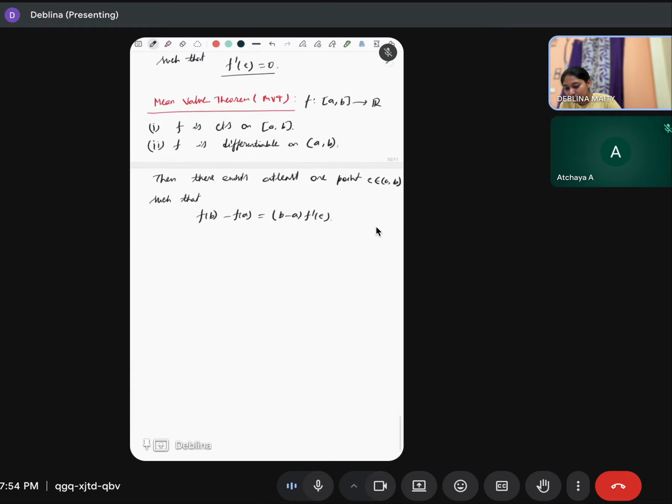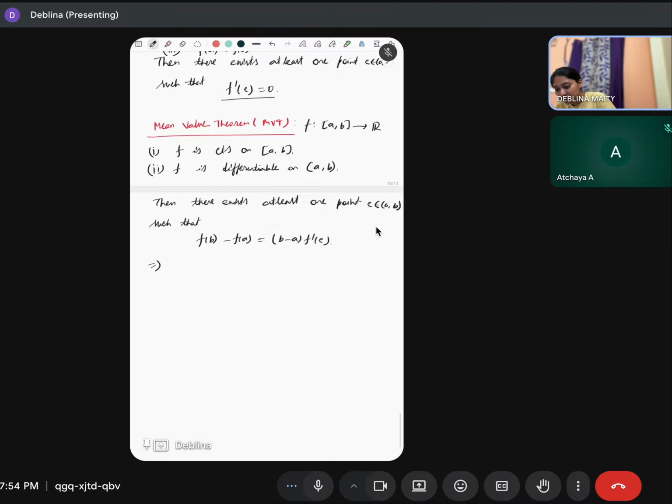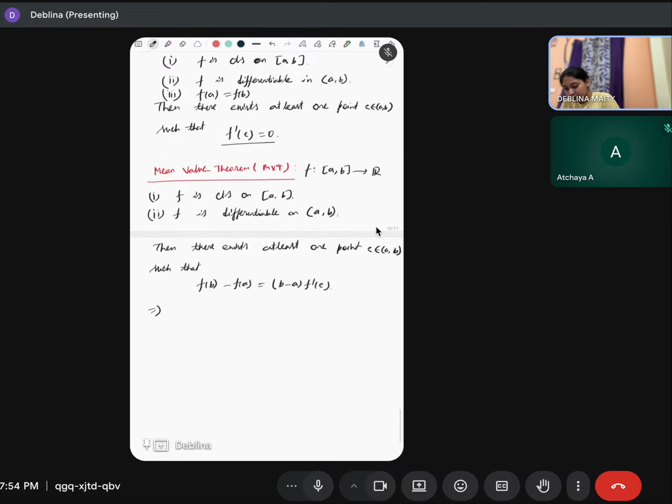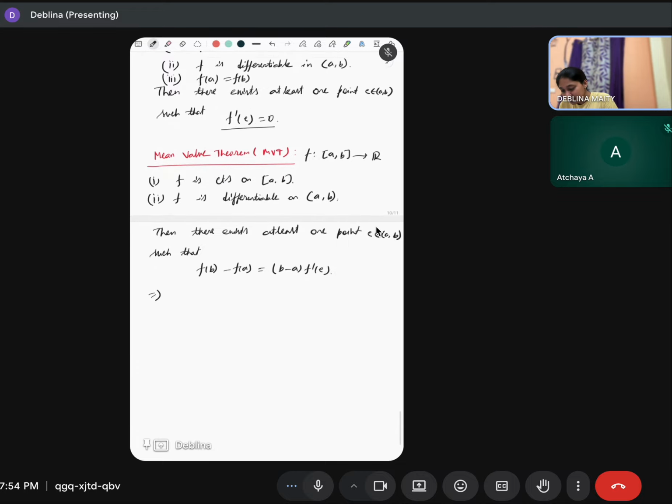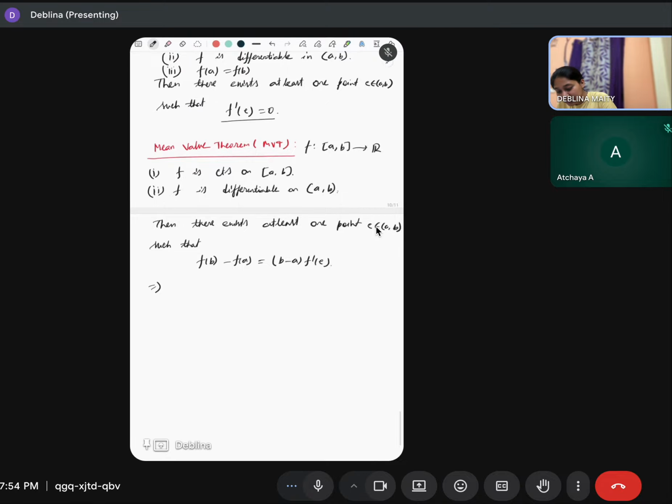Okay, let's look at the proof. It is an easy proof using Rolle's theorem. So we'll take this function. So f dash C is f B minus f A by B minus A. Right. So this f B minus f A by B minus A is the slope of the line segment joining.